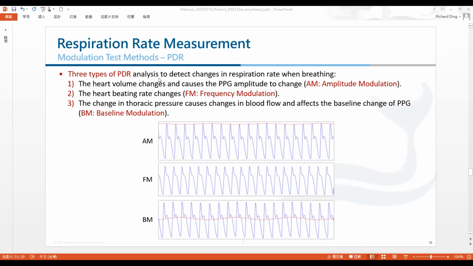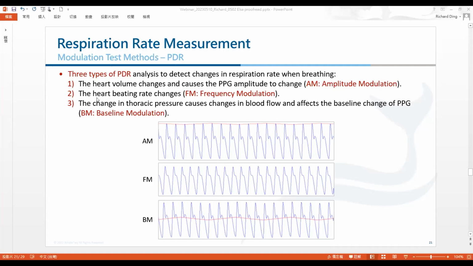The second method is the PDR. There are three types of PDR. When breathing, the total heart volume changes. This will cause the PPG amplitude to change, so it's the same amplitude modulation. This is the PPG signal, not the ECG signal. The PPG peak amplitude will change because of the heart volume change.